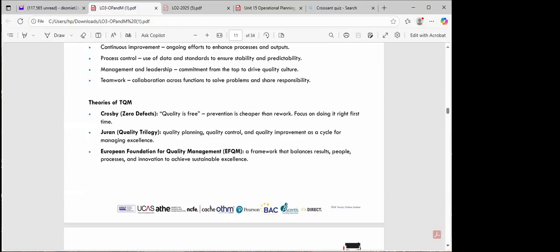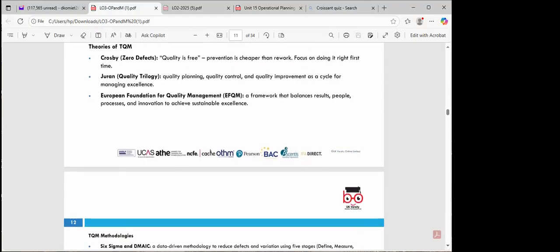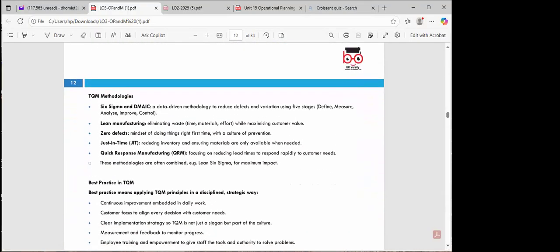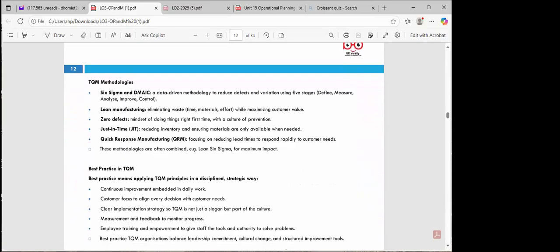Juran, quality trilogy. Then we have the European Foundation for Quality Management, EFQM, a framework that balances resources, people, process, and innovation to achieve sustainable excellence. You should also take note. They have the TQM methodologies. We know about Six Sigma and DMAIC, which is define, measure, analyze, improve, and control.